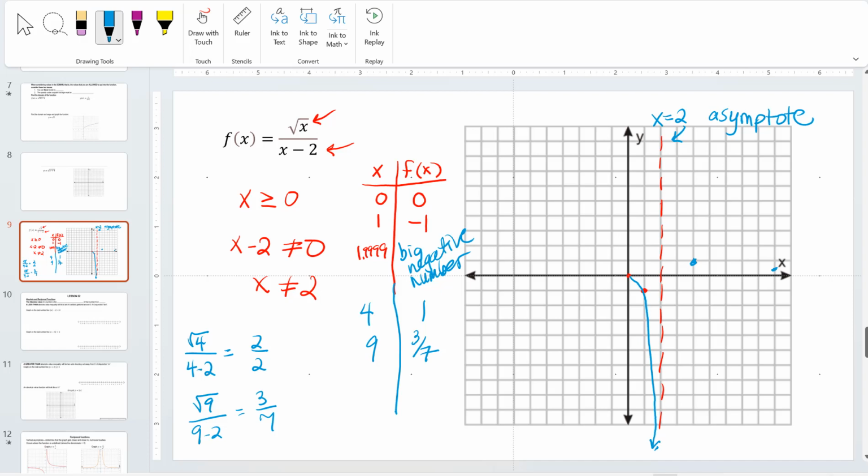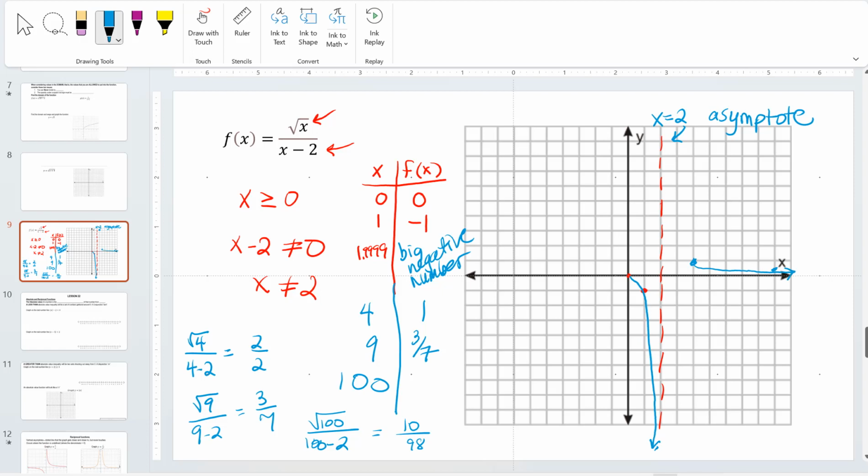So we know that on this side of the graph, we're never going to cross that x-axis. We're never going to go into negative territory, and our function, f of x, is never going to take on that value. So as we go further and further to the right, this function is just going to get tinier and tinier. It's 3/7 when x is 9. If you put in 100, for example, for x, you'd have the square root of 100 over 100 minus 2, and that's going to be 10 over 98. So that's even smaller. So we're getting closer and closer to the x-axis as we go that way.